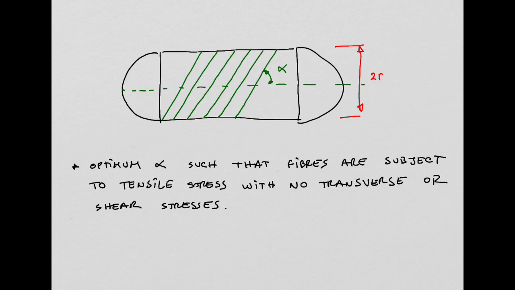So, imagine you are working in a company that manufactures pressure vessels made of composite materials, and you have to define this orientation alpha. What is the optimum orientation alpha?